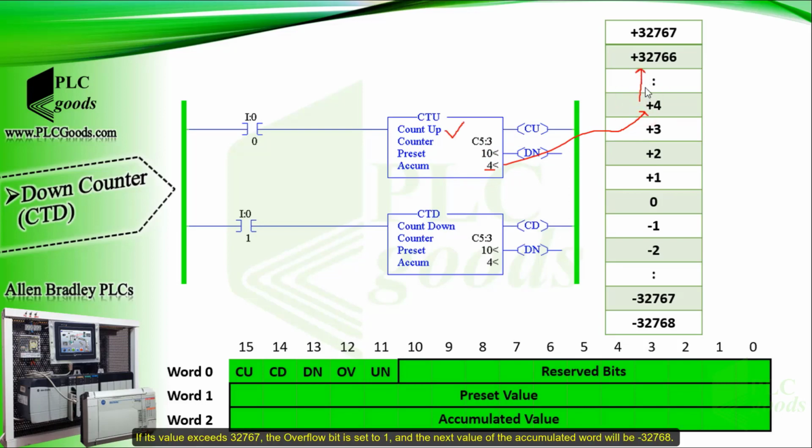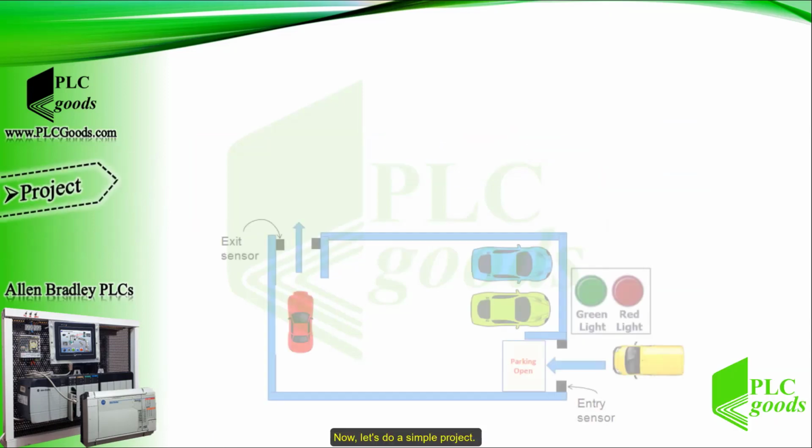If its value exceeds 32,767, the overflow bit is set to 1 and the next value of the accumulated word will be minus 32,768. Similarly, if we use the down counter to decrease the accumulated value, when its value exceeds the lower limit of minus 32,768, then the underflow bit is set to 1 and the next value of the accumulated word will be 32,767.